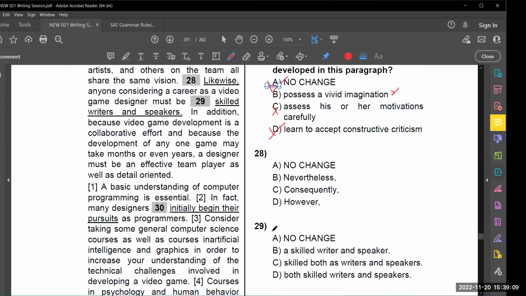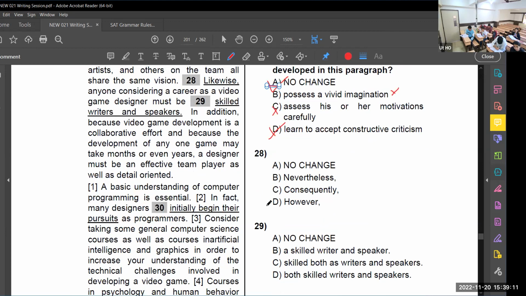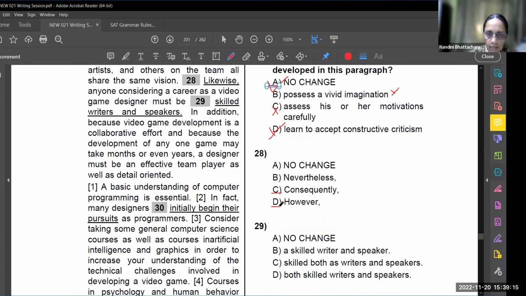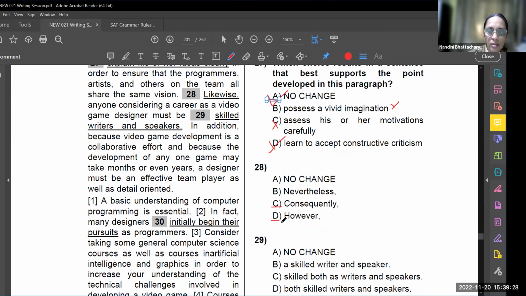D. C and D. Two answer options we've got. C. Okay, let's see what however is doing. However is setting up a contrast. Consequently would be giving you a cause-effect relationship. So we first see what the relationship is.